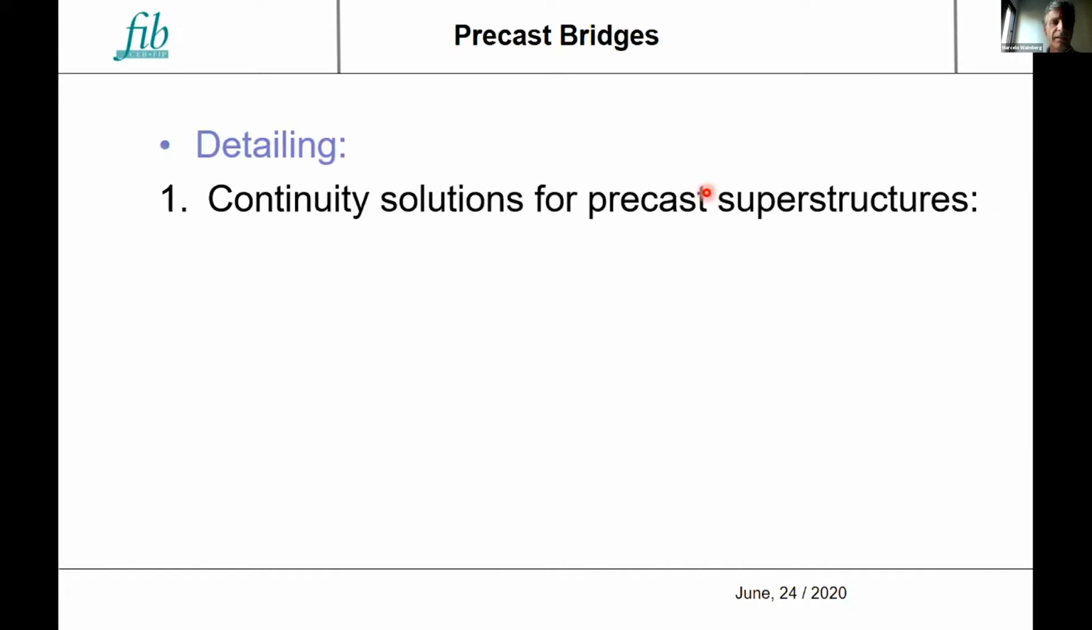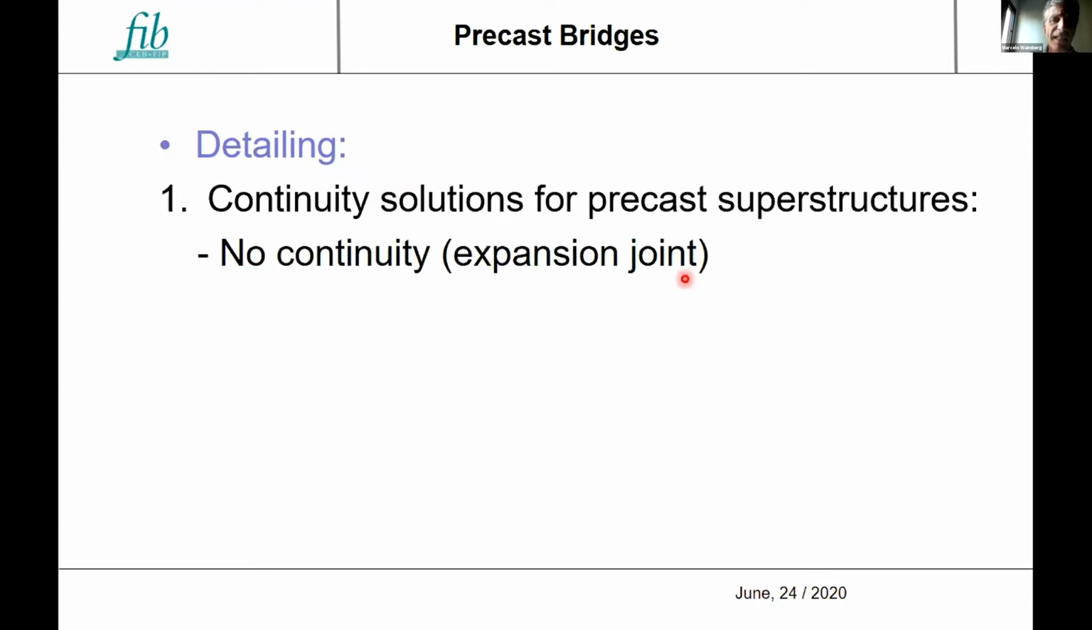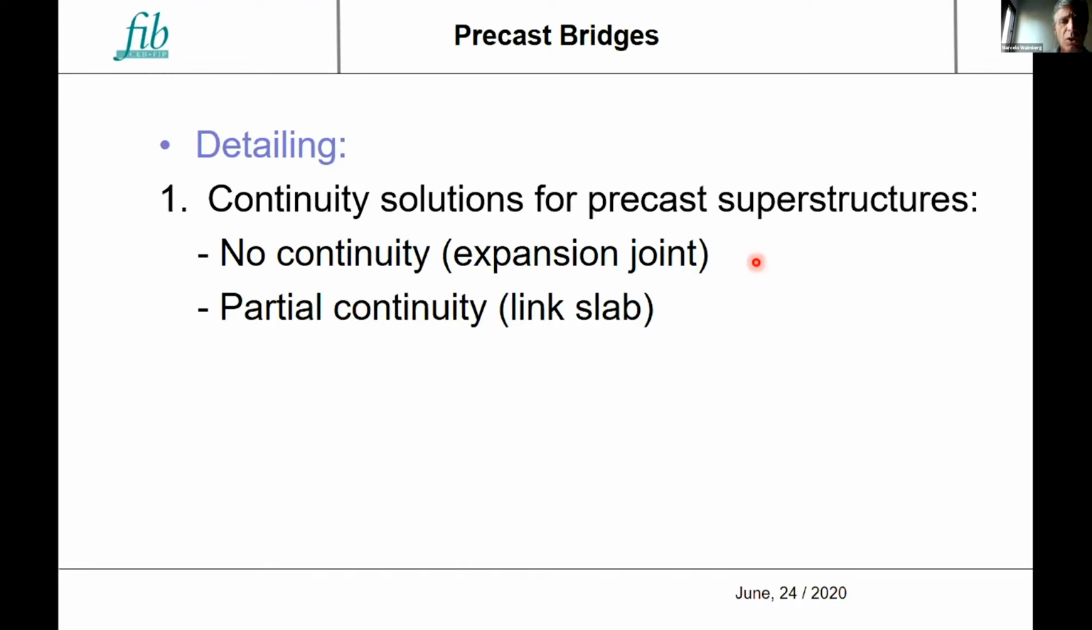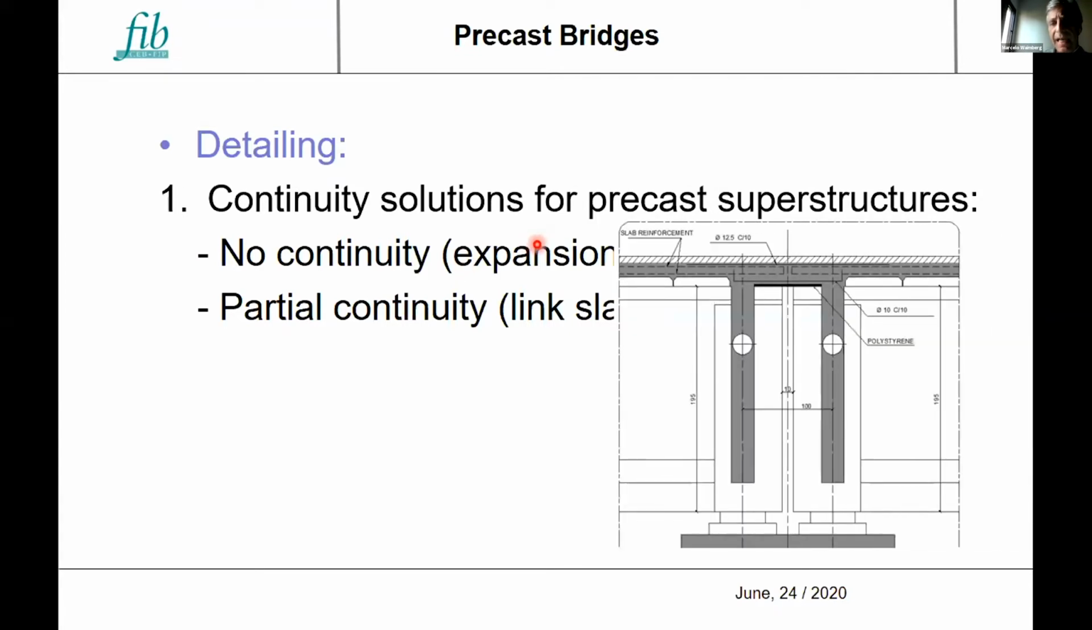We have a second subject that was focused on at first: the continuity solutions for these precast girder superstructures, and how to evaluate and how to propose solutions for this continuity. As I mentioned before, we can have no continuity at all with expansion joints. We can have a linking slab between adjacent girders, like in this example.